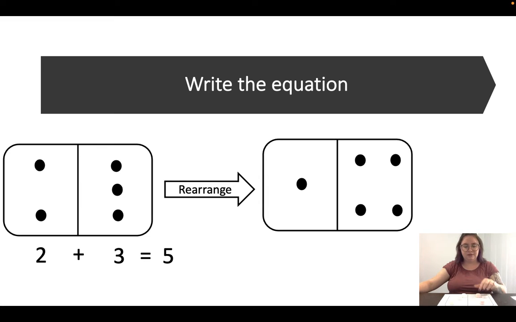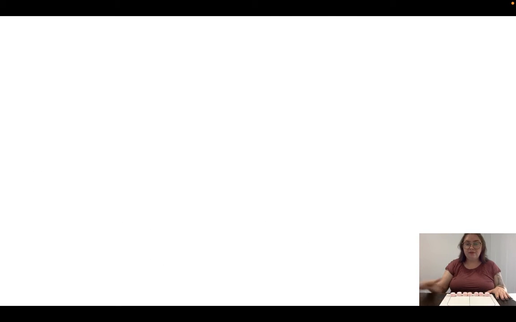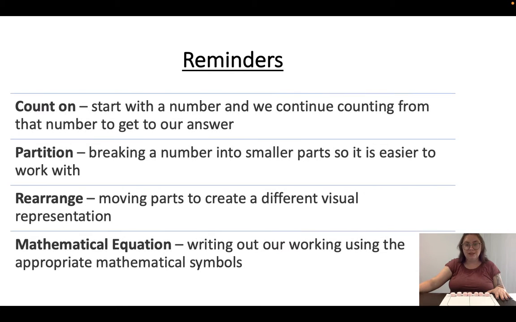Let's move on to our next domino. I'm going to move my pieces again, my parts. I now have 1 and 4, so I'm going to write my numbers down. 1 plus 4 equals 5. So now we have learned how to count on, partition, rearrange, and write the mathematical equation. We're going to work through our domino templates.